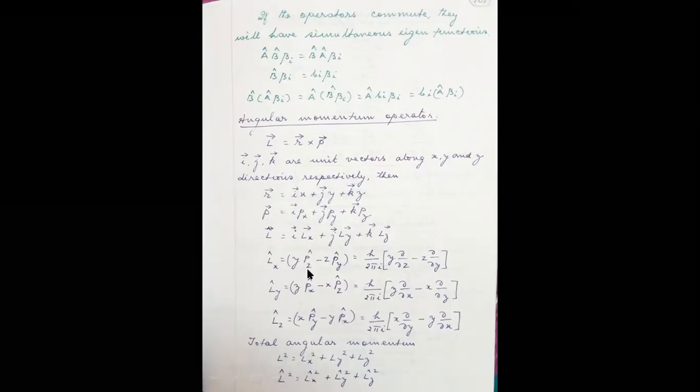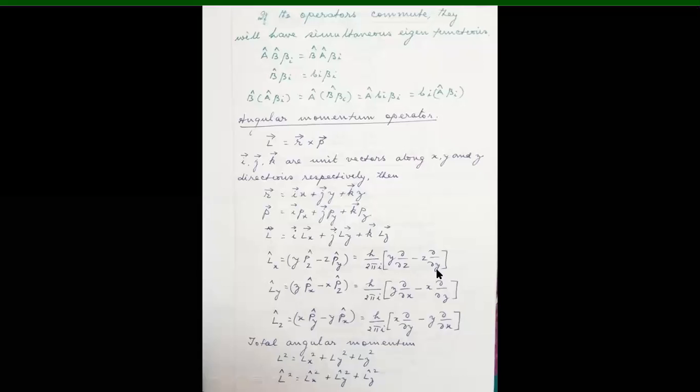What is the pz operator? Actually, the pz operator is h by 2 pi i, dou by dou z, with h by 2 pi i as the common factor. So Lx is h by 2 pi i times y dou by dou z minus z dou by dou y. Similarly, for Ly: y, z, then x, so it is z into px operator minus x into pz operator, that is h by 2 pi i times z dou by dou x minus x dou by dou z.